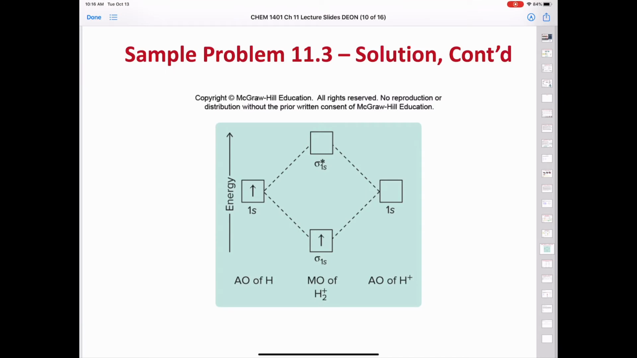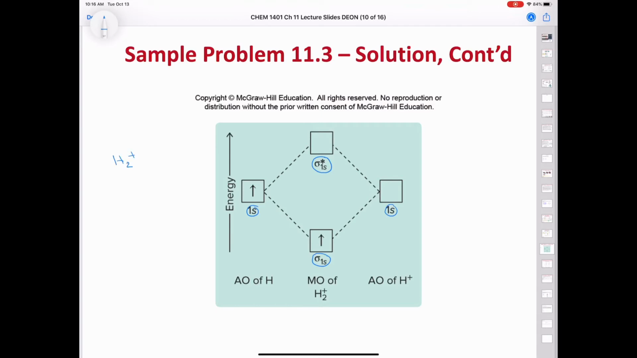I'm going to combine two 1s orbitals. I'm going to make a more stable sigma 1s bonding molecular orbital, and I'm going to have a less stable sigma star 1s antibonding molecular orbital. How many electrons do I have in H2+?